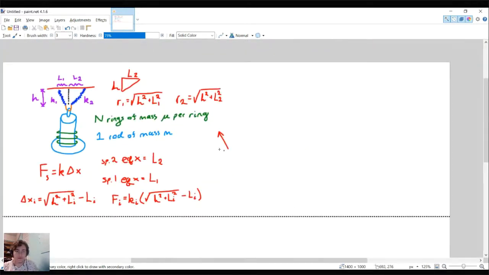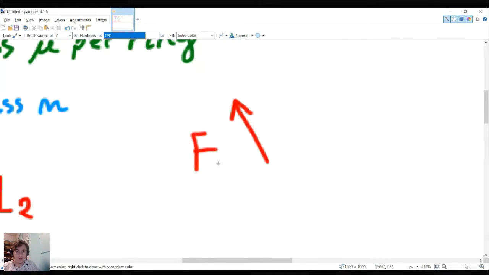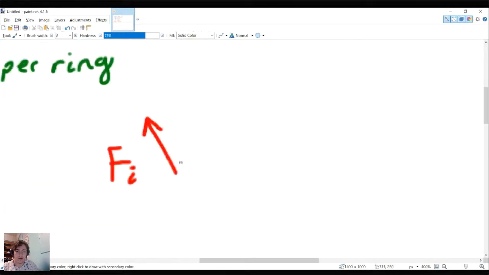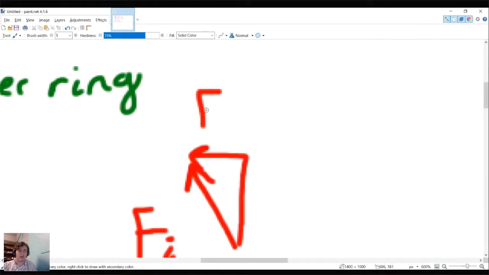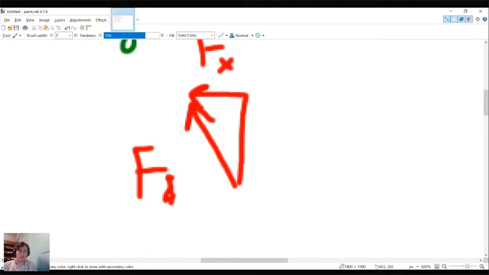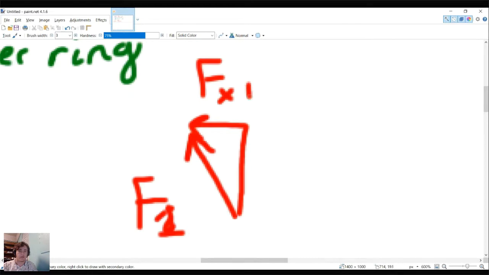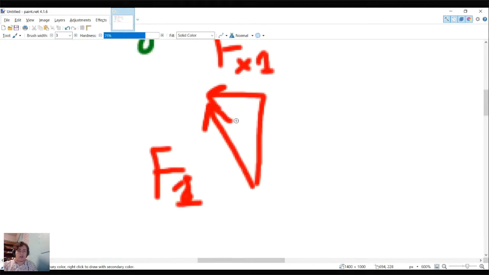So now we have Fi, and what we need to find is an expression for the horizontal component. This is actually going to be 1 because we're looking at spring 1. So this is also for 1. First thing we need to do is think of the angle here, right?